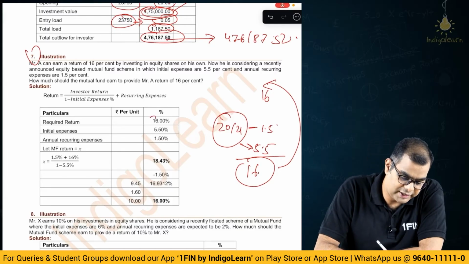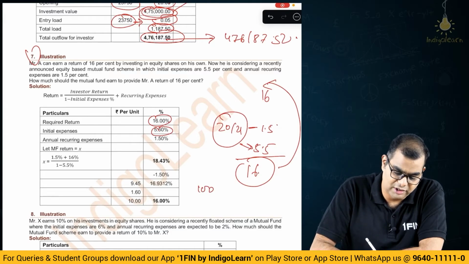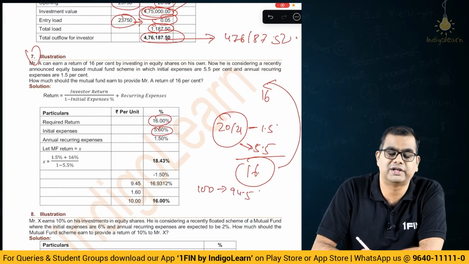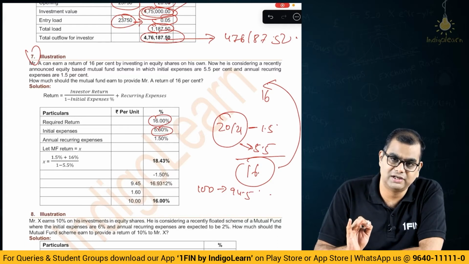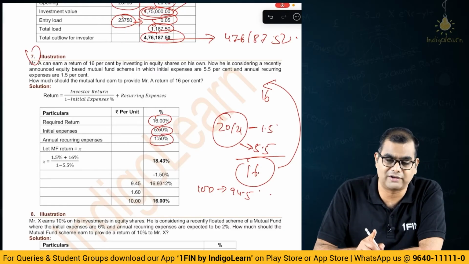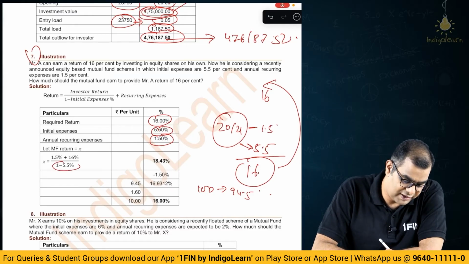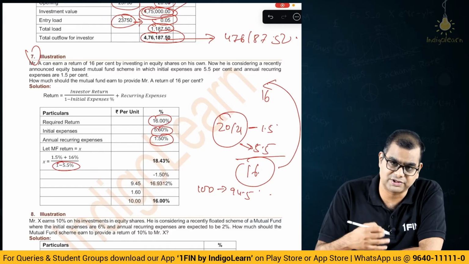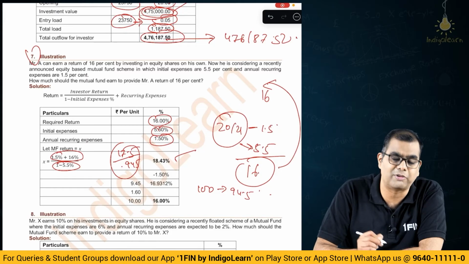So, how do you compute? Required return is 16. Initial expenses 5.5. So, when you invest 100, 94.5 is actually what is invested. The 5.5 is going away as initial expenses itself. And annual recurring expense is 1.5. So, every year you incur 1.5 and the initial investment is only 94.5. So, what you should do is, initial value is 1 minus 5.5%, which is the initial investment value, and every year you should generate 1.5 plus 16, which is 17.5. So, you do 17.5 divided by 0.945. You basically will get 18.43%.